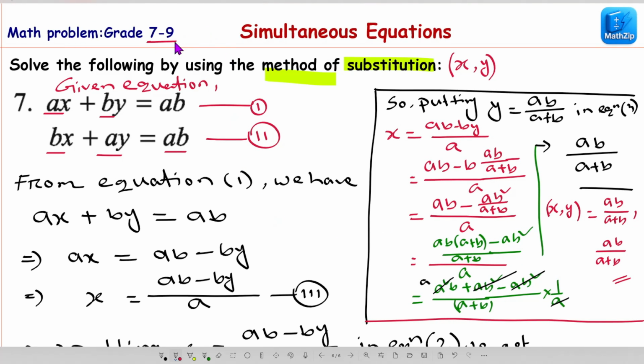For grade 7 to 9 or any competitive examination, you should be careful about plus and minus, because sometimes once we exchange left side to right side or right side to left side, that time we make silly mistakes. That's why we will not get the perfect number. So be careful about this thing.